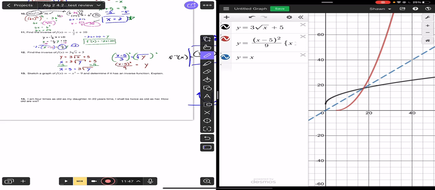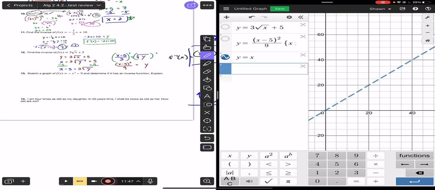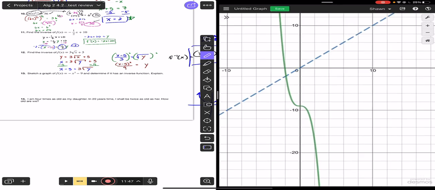Let's get rid of some of this other stuff. Turn those things off. And let's just graph y equals negative x cubed. Oops, that's not a cubed. There we go, negative x cubed and then minus 9. So there's our original function.